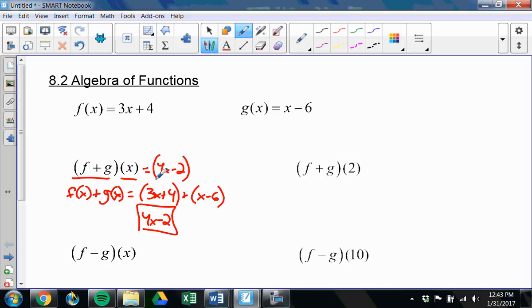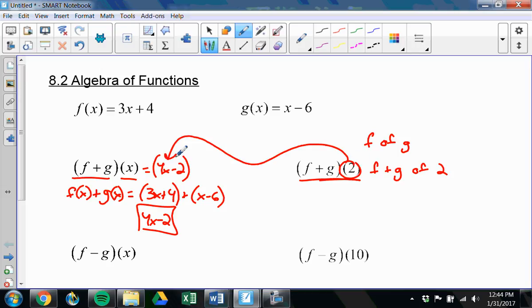This is nice, because now if I wanted to find f plus g of 2, now I know this looks like f plus g times 2. It's not that. This over here is f plus g of 2. I can now take this 2 and plug it into my function. So f plus g of 2 would be 4 times 2 minus 2, which is 6. That's one way to do it. You find f plus g of x, and then once you know that function, you have the function rule written here, then you do f plus g of 2.